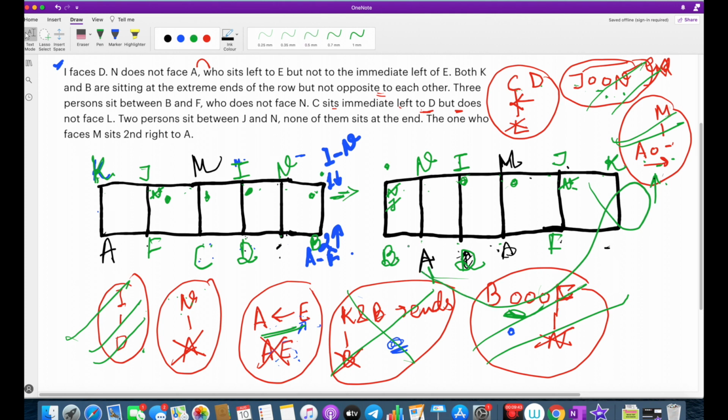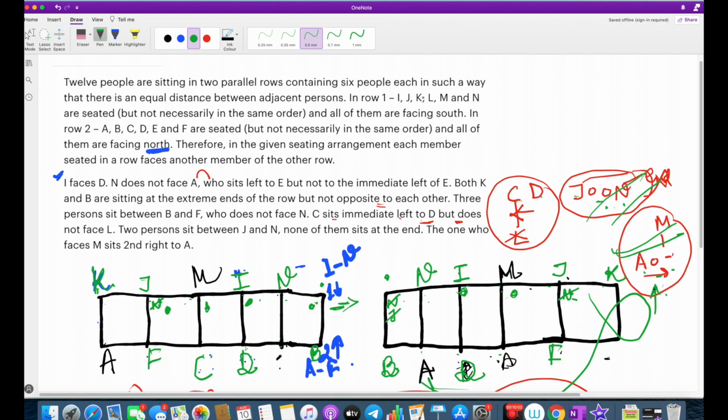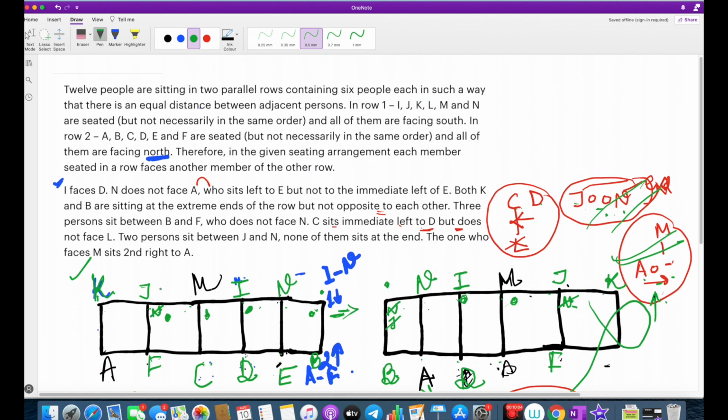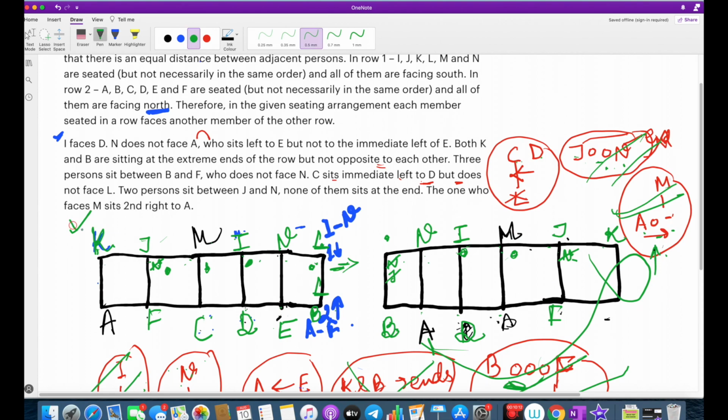So the correct arrangement is this one. Here only one is left: A, F, C, D. Place E here and B. And here also K, M, I, N. So only one is left. Which one is left? K, M, I, N is done, and I, J, K, M, so L is left. So this is the final arrangement. I hope it is clear.